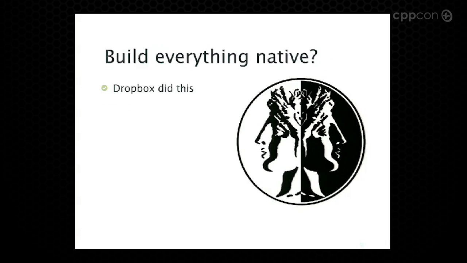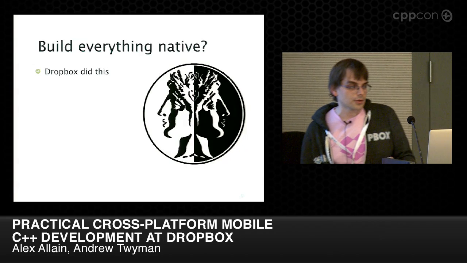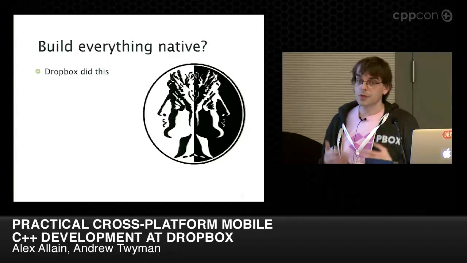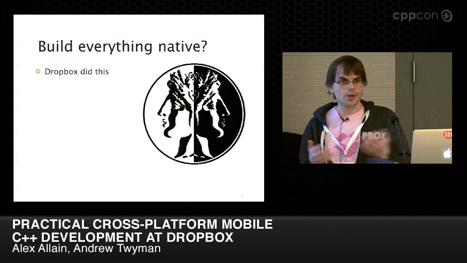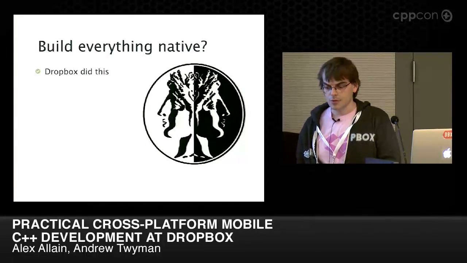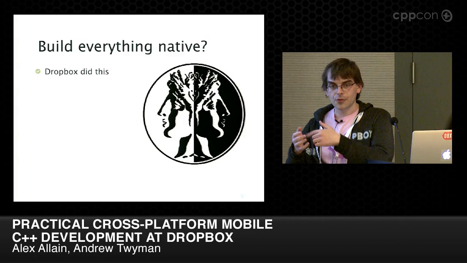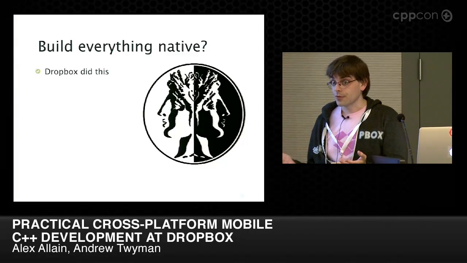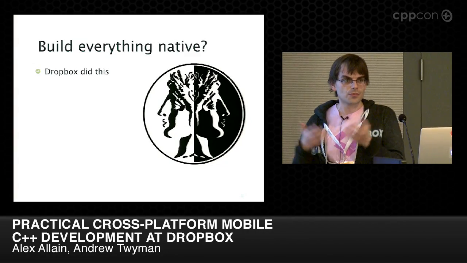So one approach you could take is to build everything native. So you could write one app in Java, one app in Objective-C, and okay, there you go. So Dropbox did this. This was the first Dropbox app, the one you're probably most familiar with. We call it the core app. It gives you a file system view on your phone. You can browse your files, you can open them, preview them, things like that.